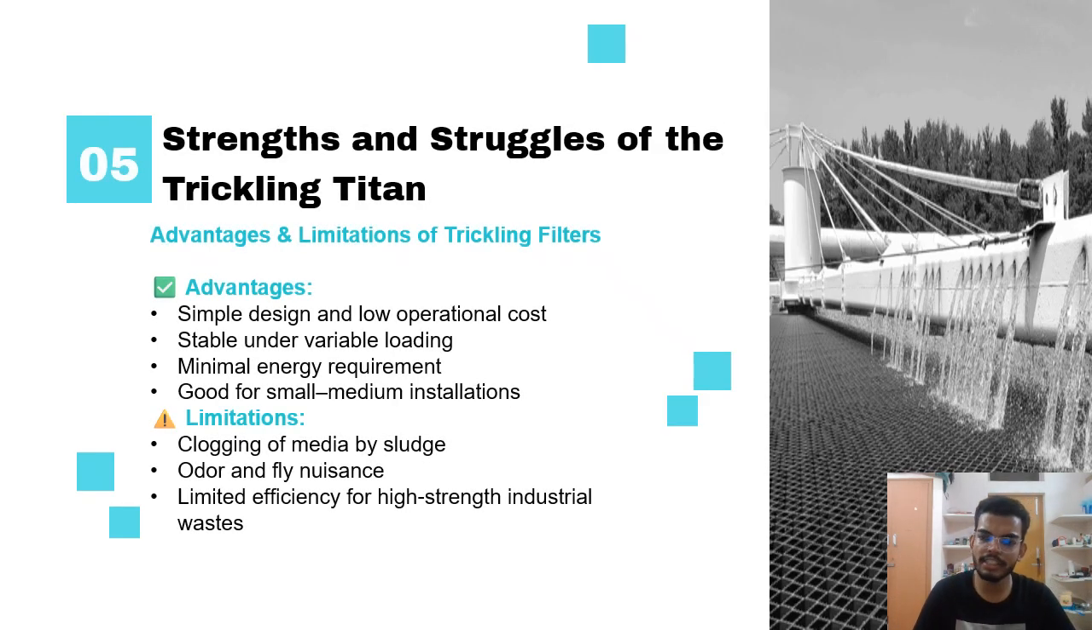As we all know, all biological methods have pros and cons, and this trickling filter methodology, or our trickling titan, is no exception. The trickling titan has strengths and struggles. The advantages are a simple design, low operational cost, stability under variable loading, minimal energy requirement, and it is good for small and medium installations. But the limitations are clogging of media by the sludge, odor and fly infestations, and limited efficiency for high strength industrial wastes. This methodology is usually followed for municipal wastewater treatment, for small scale wastewater treatment, not on an industrial or commercial scale.